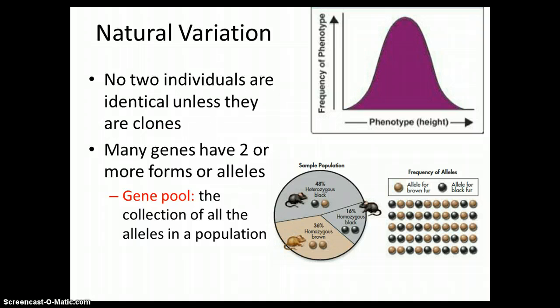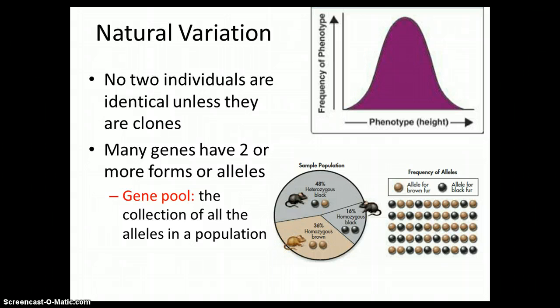The gene pool is made up of all of the alleles in a population, so all of the alleles amongst all of the individuals that mate together. And so if we look at this population of mice and we want to calculate the percentage of the two alleles in their gene pool for fur color, we would count up how many brown alleles are in the population and how many black alleles are in the population and divide by the total amount of alleles.